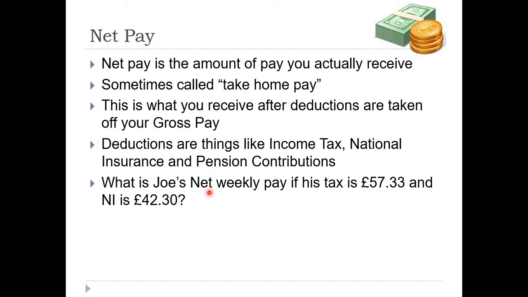So what is Joe's net weekly pay if his tax is £57.33 and his national insurance is £42.30? So we need to take his pay of £318.50, take away his £57.33 that he was paying in tax, and his £42.30 that he was paying in national insurance, which leaves him with £218.87.